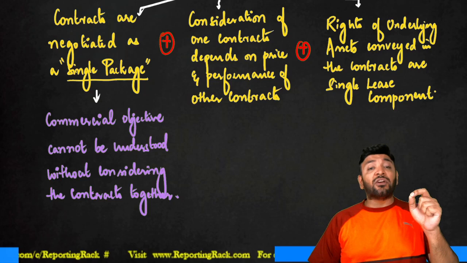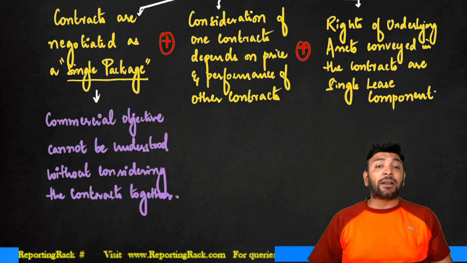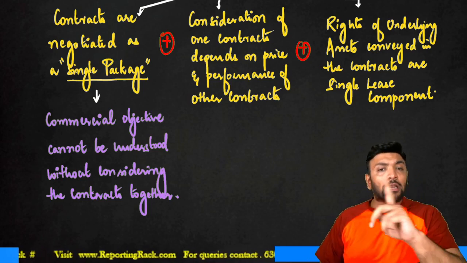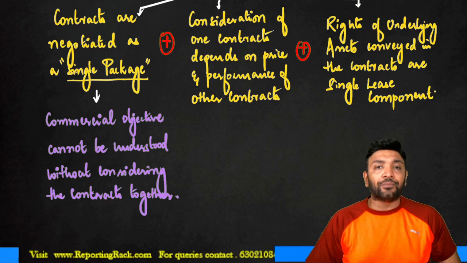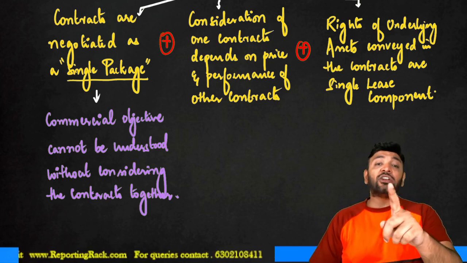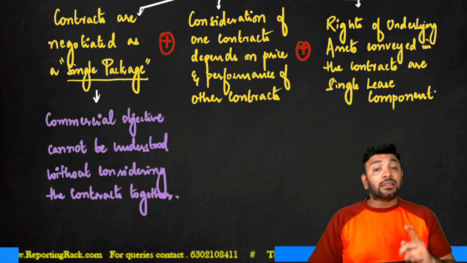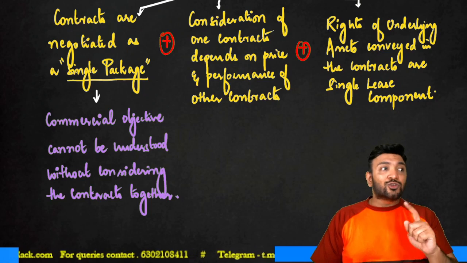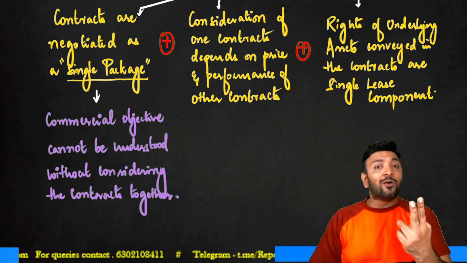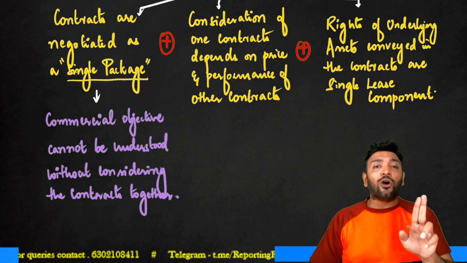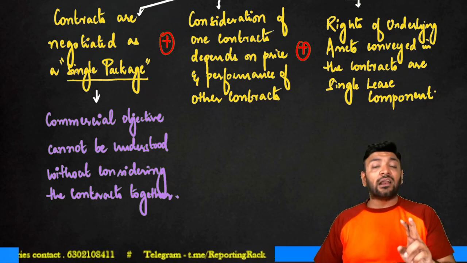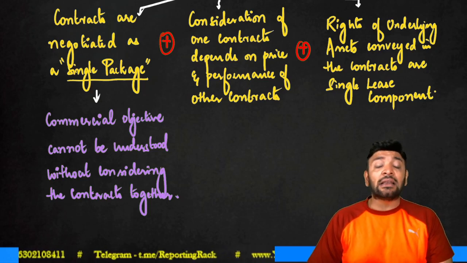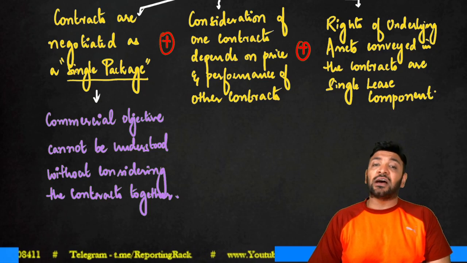The price or consideration of one contract depends upon the price and performance of other contracts. You take only A, I'll give it to you at 100. You take A and B, I'll give it to you at 120. If you take B alone, I'll give it to you at 50. So A alone 100, B alone 50, both combined should have been 150. But no, if you take both the leases together, I'll give it to you at only 120 rupees. Therefore, the consideration of one contract depends upon the price and performance of the other contract.